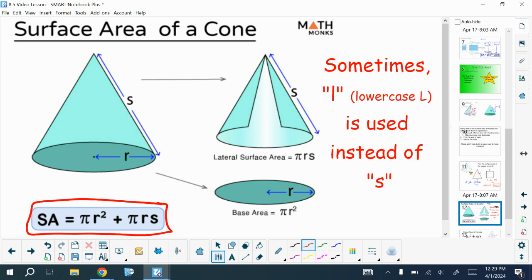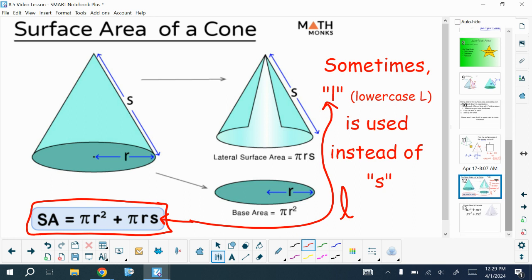And one thing I do want to mention is that this S will very often be written as a lowercase l instead of S. So S for slant height, L for lateral height. But that is kind of up to who's doing it. So go ahead and take a second, put that formula in your notes, and then we'll do an example.